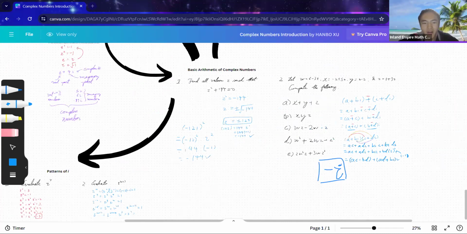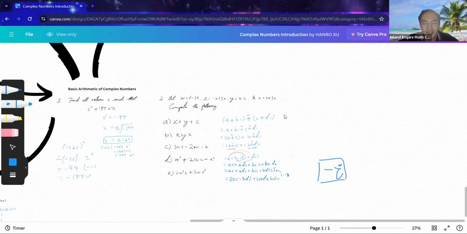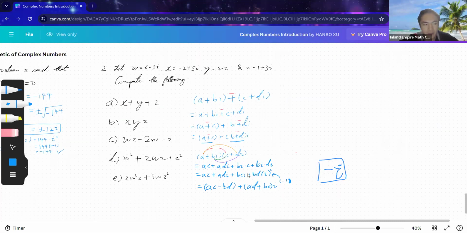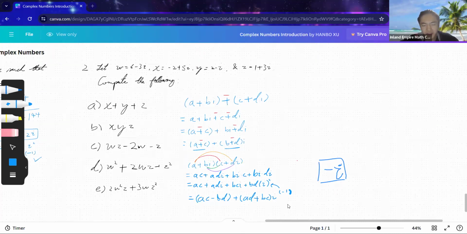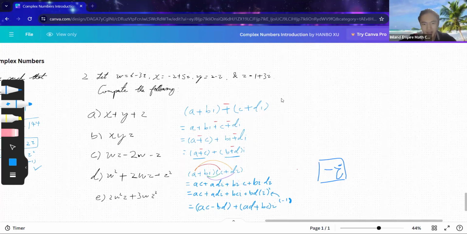I also think it's important to get a good understanding of this basic arithmetic because this is really just the fundamentals of complex numbers, right? This is really all there is. And if you get this, everything else will be a lot easier. If you don't get this, nothing will make sense.